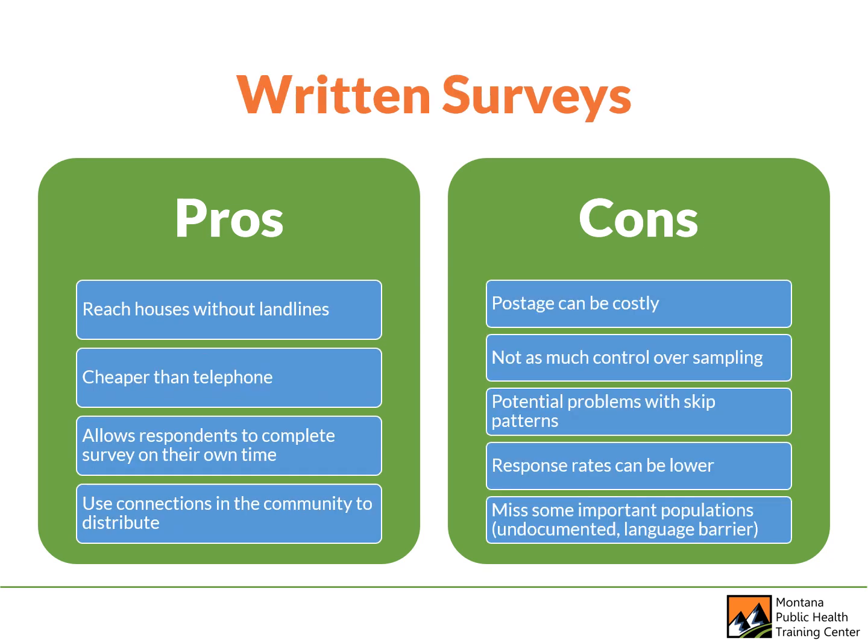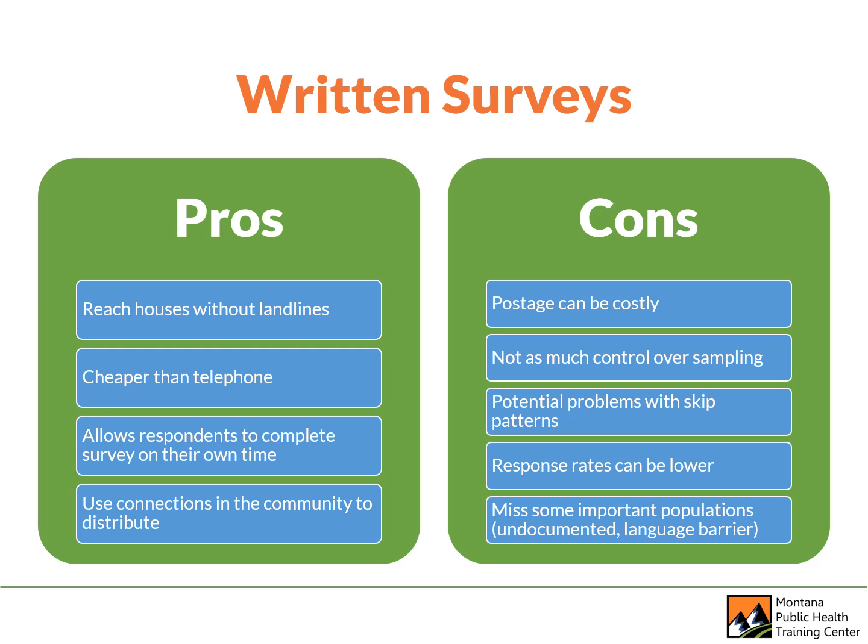Written surveys can be used as well, and these are a better way to reach houses without landlines. They are cheaper than doing a telephone survey. When somebody has a written survey, they're able to complete the survey on their own time. Sometimes that helps. And you can use connections in the community to distribute these surveys, so it helps reach some of those populations that might be harder to reach.